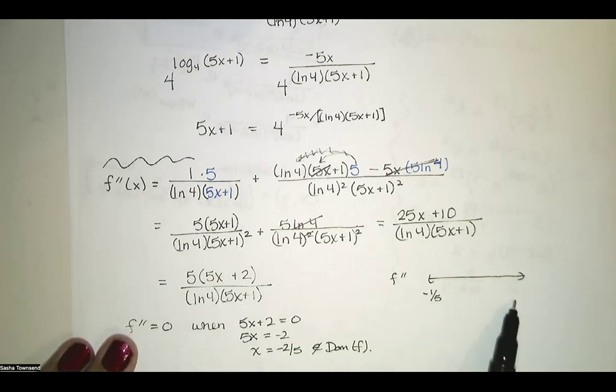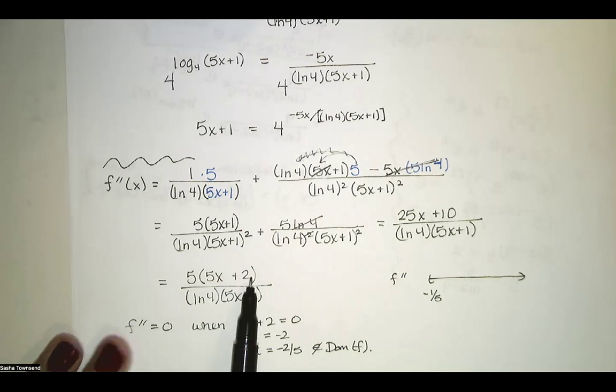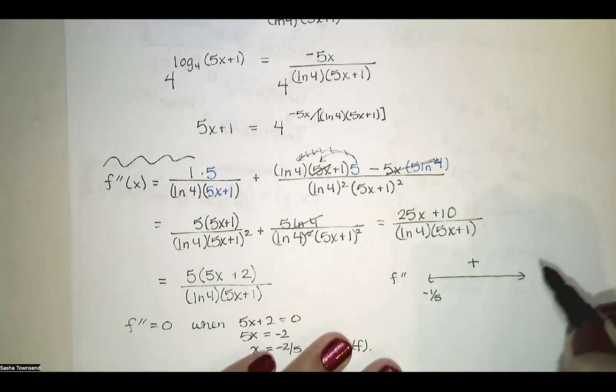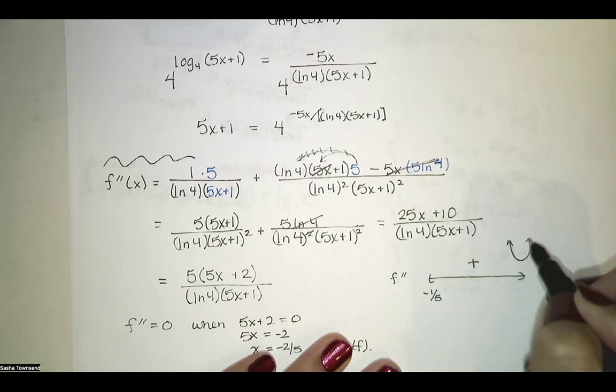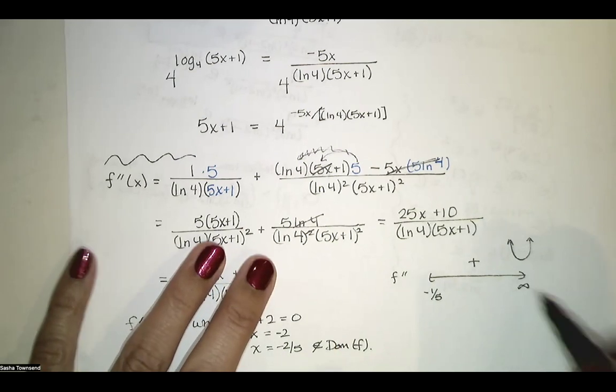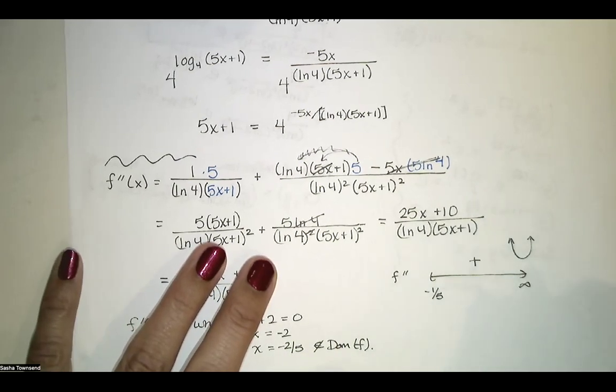to the right of negative 1/5, what is the sign of 5x plus 2? Well, if 5x plus 1 is positive, then 5x plus 2 is definitely positive. Positive times a positive divided by a positive times a positive. So this is going to be positive all the time. So if it's positive all the time, that means the graph is always concave upward. You say, okay, I know it's concave upward for all x values in the domain from negative 1/5 to infinity.